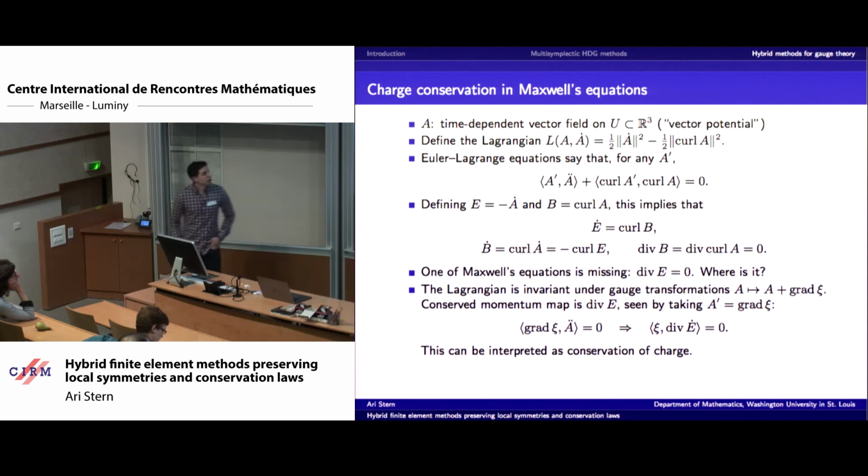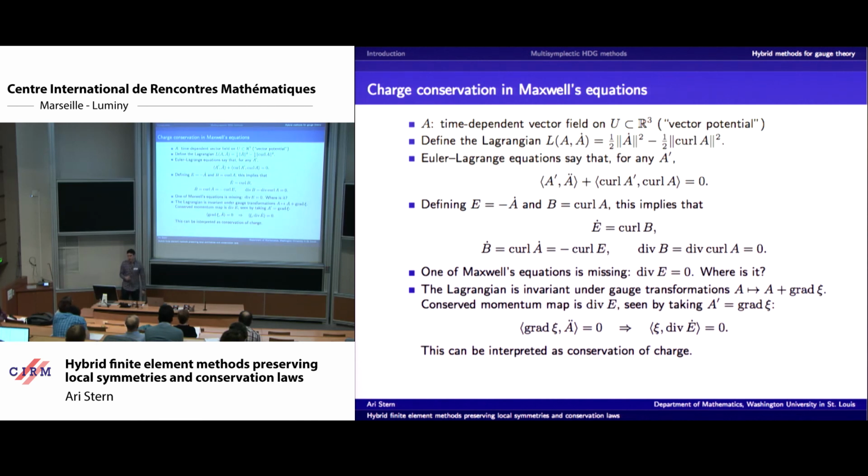Well, it turns out the Lagrangian is invariant under the following gauge transformation. If I replace A by A plus grad xi, where xi is any scalar potential that is constant in time, then if I take the second derivative, the grad xi part vanishes because it's constant in time. Curl A is the same because curl of grad is 0. So this is a symmetry, and the corresponding conserved momentum map is div E, which I can see from this weak formulation just by taking my variation to correspond to an infinitesimal gauge transformation.